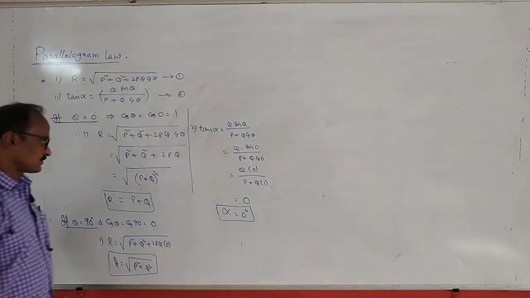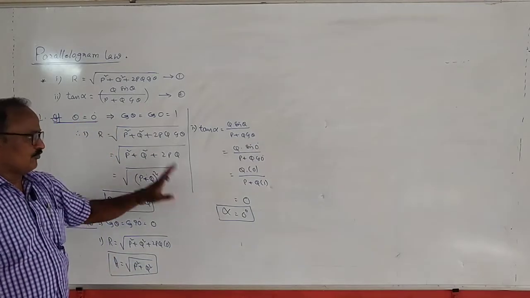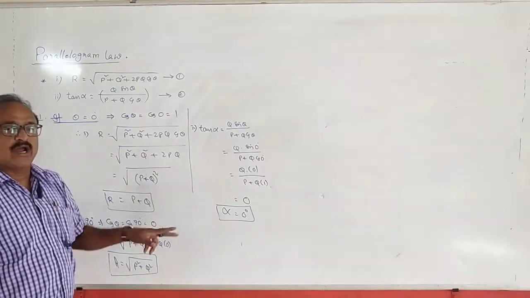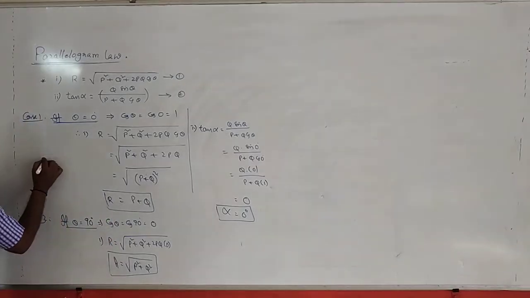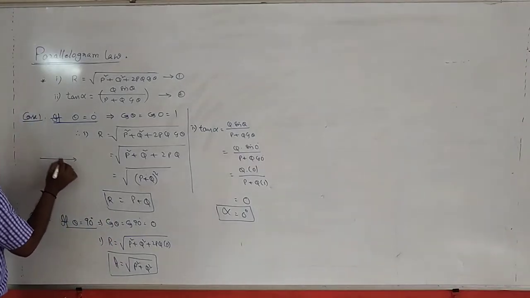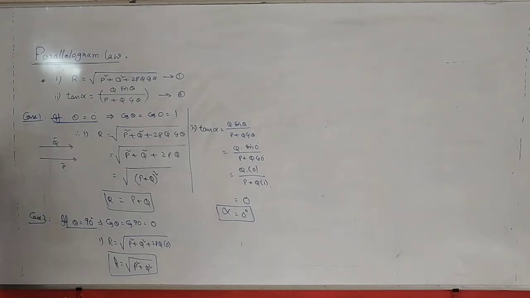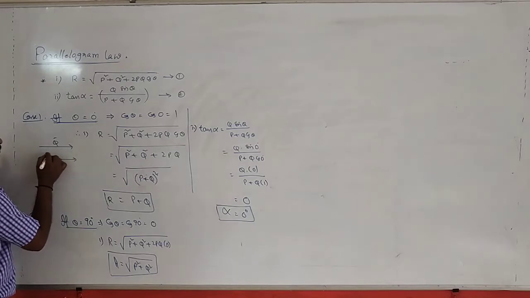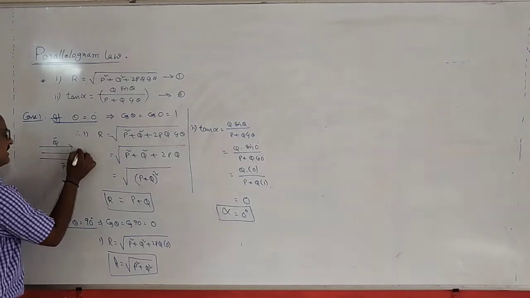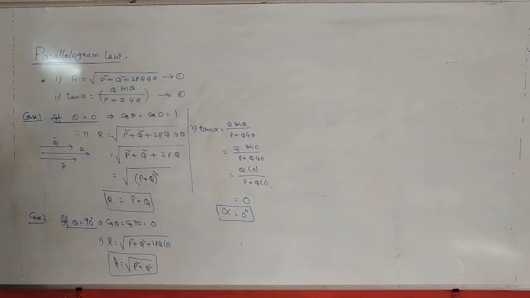That means the resultant of two vectors should be parallel to either vector. See here, this is the vector p1 and this is the vector q1. Both are parallel. The resultant of these two vectors should also be parallel to both the vectors. Resultant is equal to R. R is parallel to p1 and q1.